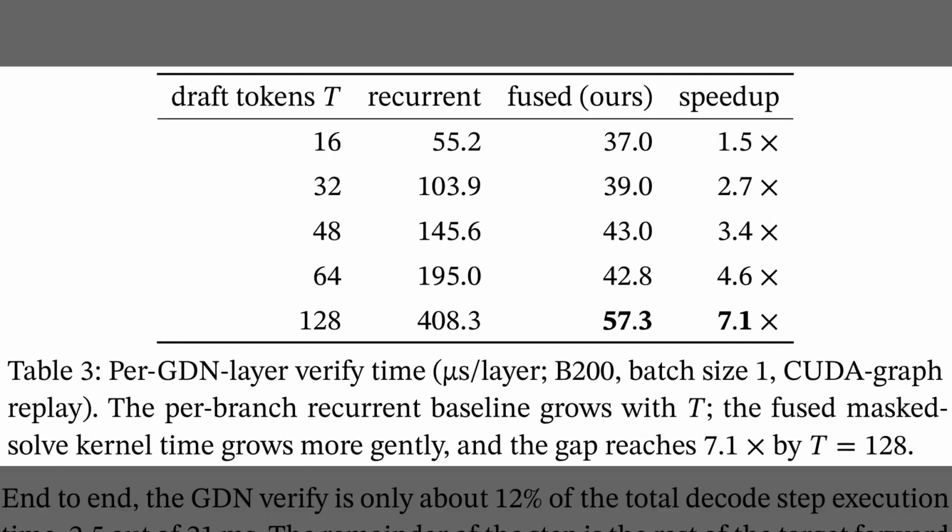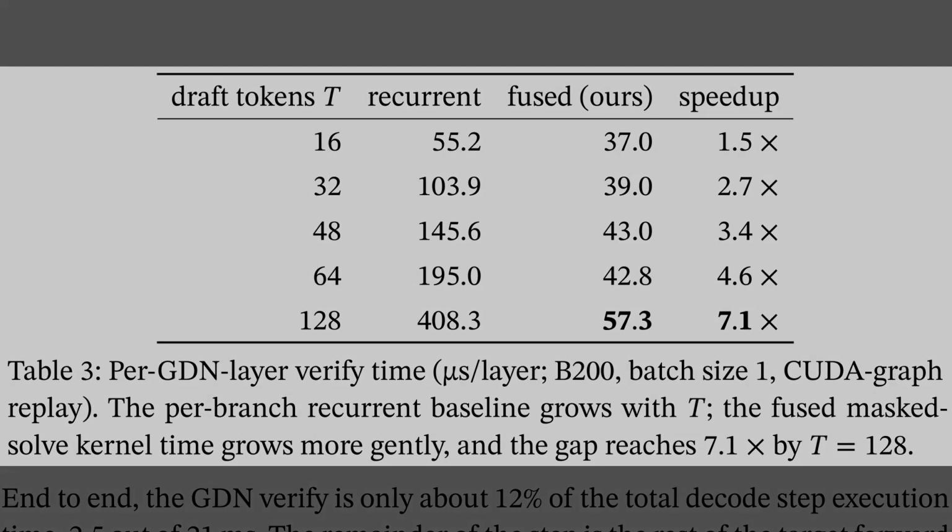Well, Table 3 highlights the verification times per gated DeltaNet layer, a neural network component that tracks sequential states using simplified memory. The table contrasts a standard recurrent approach against this work's fused kernel. As the draft token tree size grows from 16 to 128, the recurrent baseline's verification time climbs to over 400 microseconds. In contrast, the fused kernel scales very gracefully, requiring only 57 microseconds at the largest tree size. This leads to a 7.1 times speedup, proving that the masked solve formulation successfully avoids redundant computations.